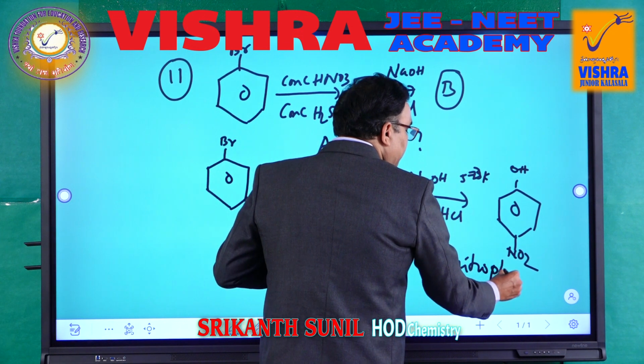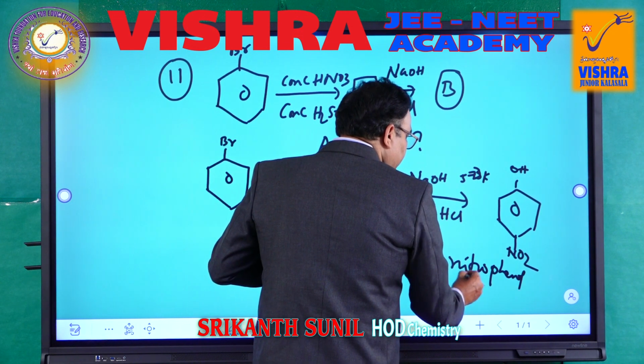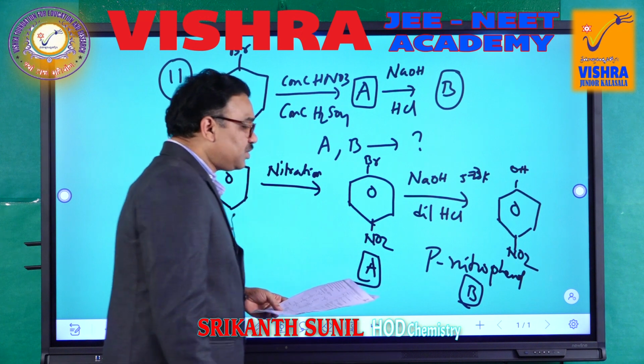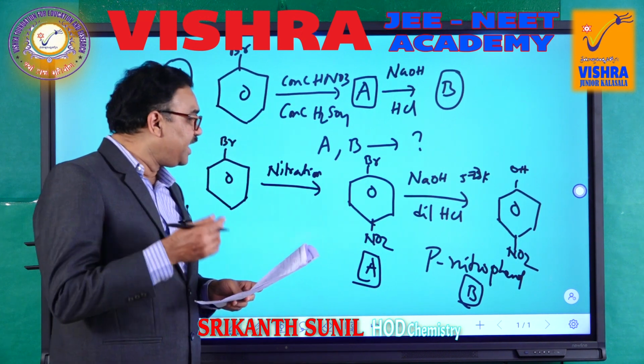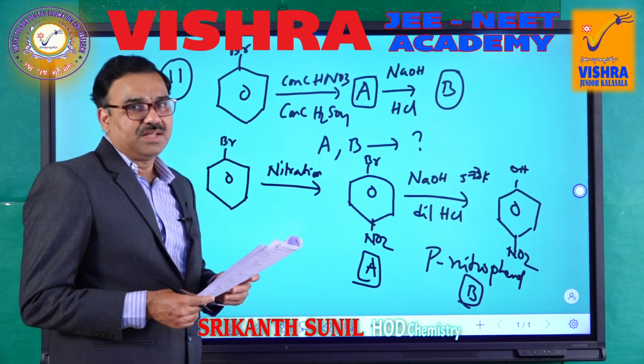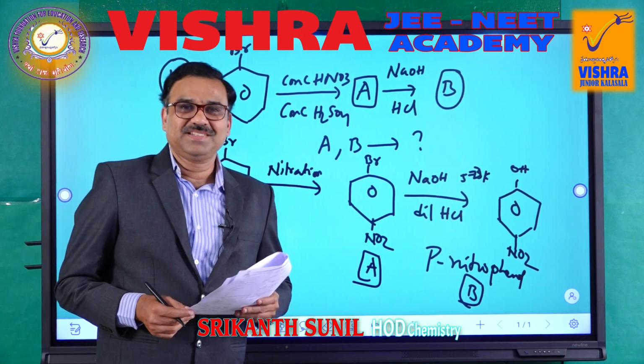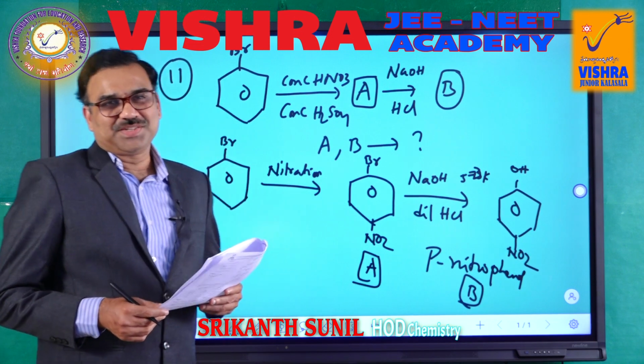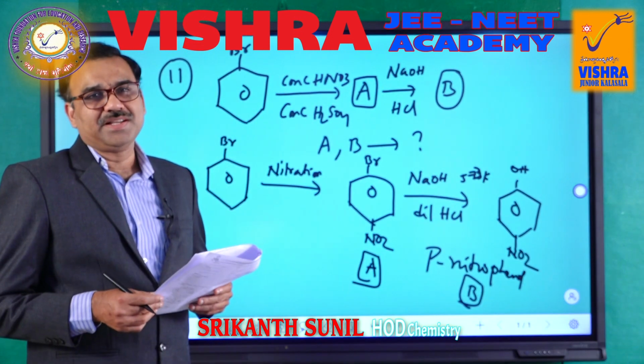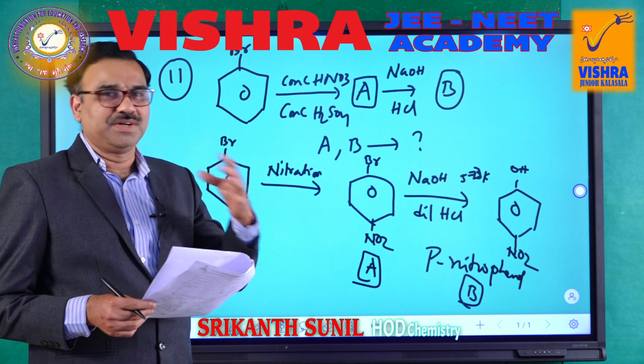Para-nitrophenol is the compound. So this one is compound number B. So you have to select the option where the A and B combination is there. See the options and select A and B correctly. Students, I think all the questions are very easy for you to solve. Just revise all this.